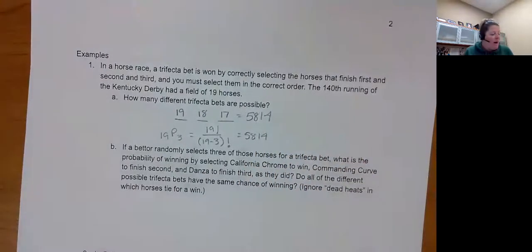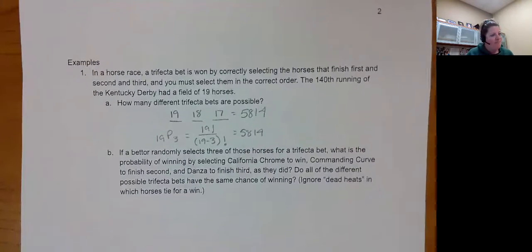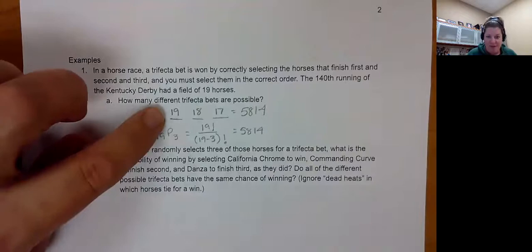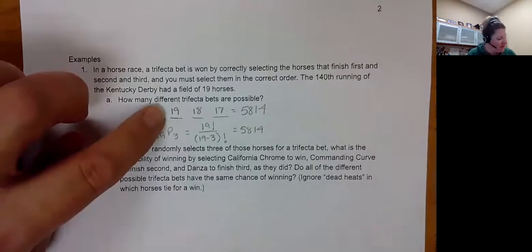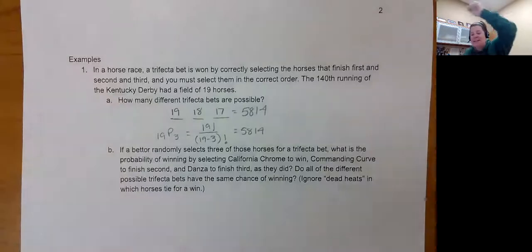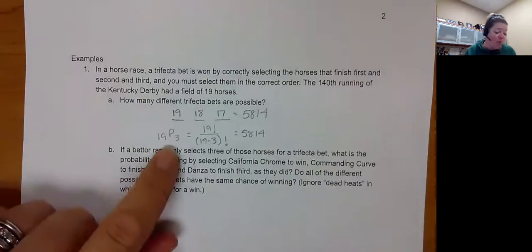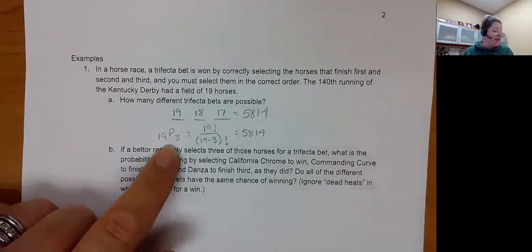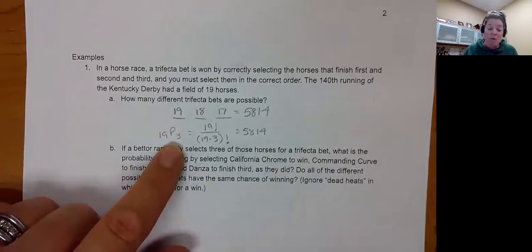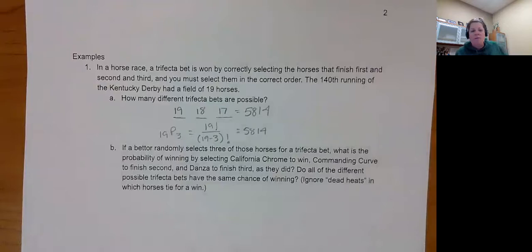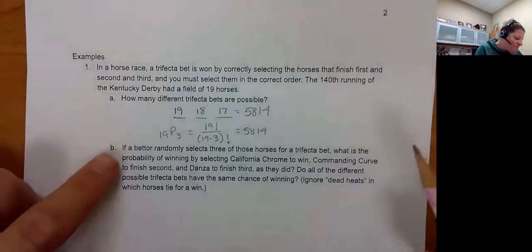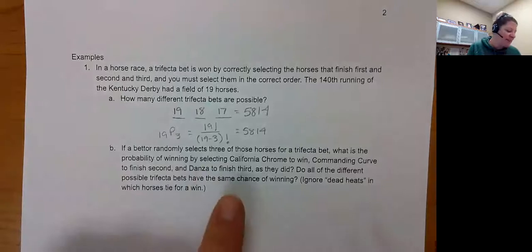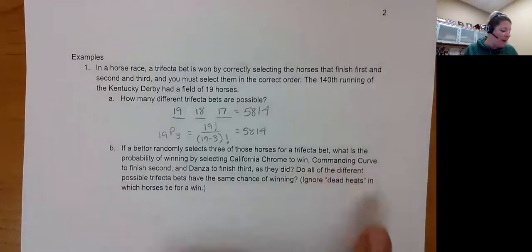So why do I show it three ways? Because I prefer to think through the problem with all permutations, and I just think 19, 18, 17. If you want, you could think of it as 19 choosing 3, and that might be a better way for your brain. Then you use that P, because you know the order matters, and then just use your calculator or the formula. Okay, if a bettor randomly selects 3 of those horses for a trifecta bet, what is the probability of winning?